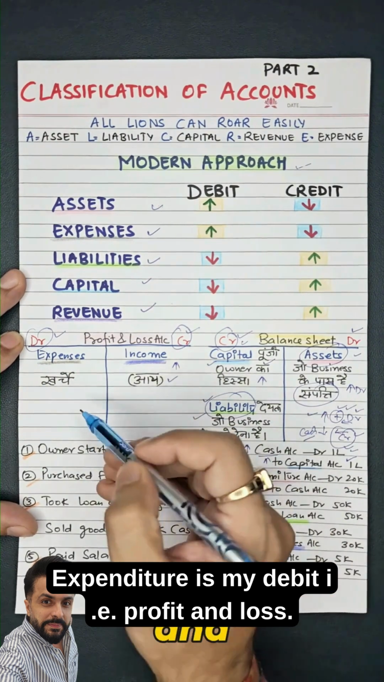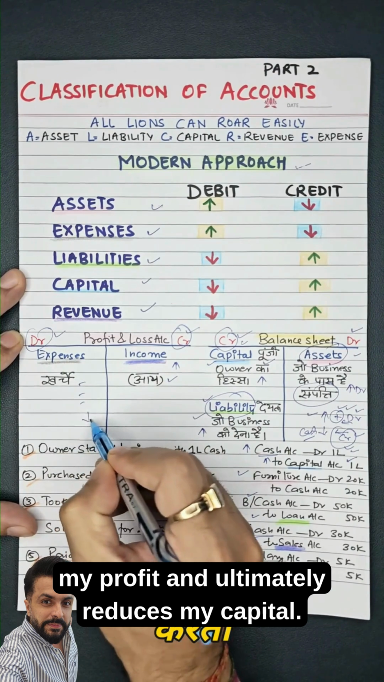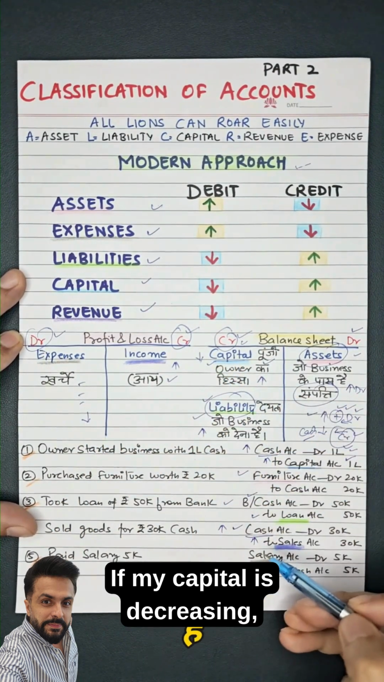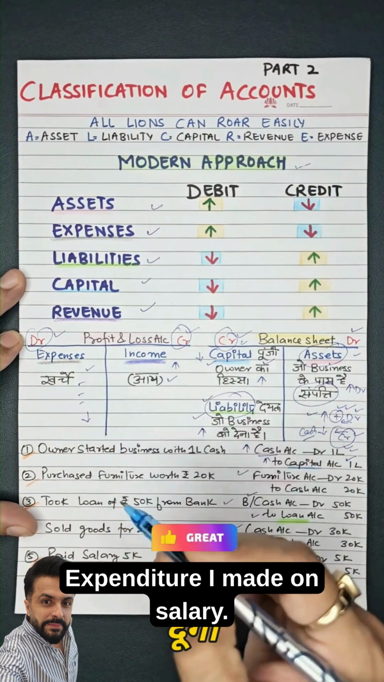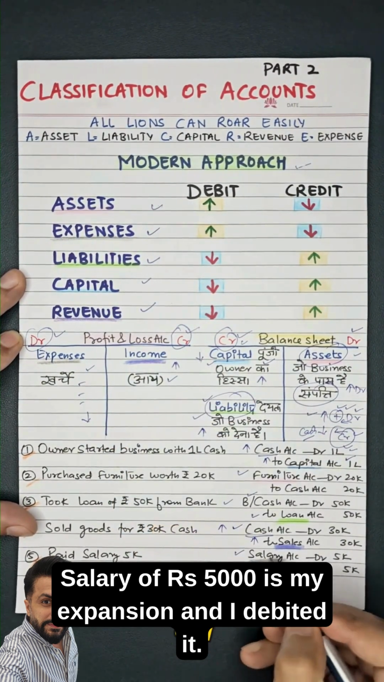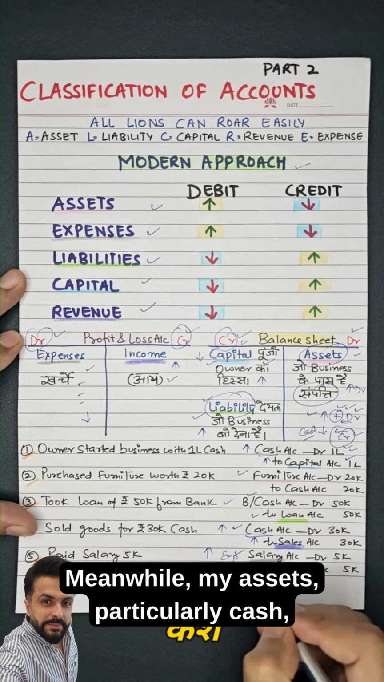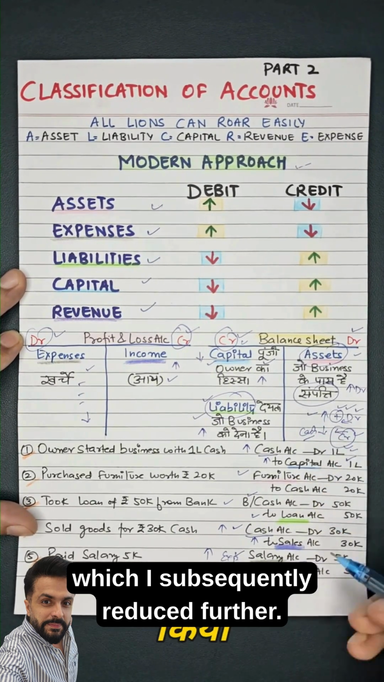Expenditure is my debit, i.e. profit and loss. Whatever expenses I book on its left hand side reduces my profit and ultimately reduces my capital. If my capital is decreasing, then I debit it like this. I will debit my expenses here too. I made an expenditure on salary. Salary of Rs 5,000 is my expense and I debited it. Meanwhile, my assets, particularly cash, experienced a decrease, balancing the right side of my balance sheet, which I subsequently reduced further.